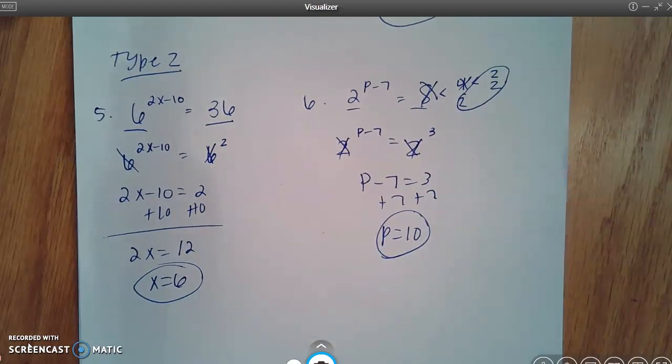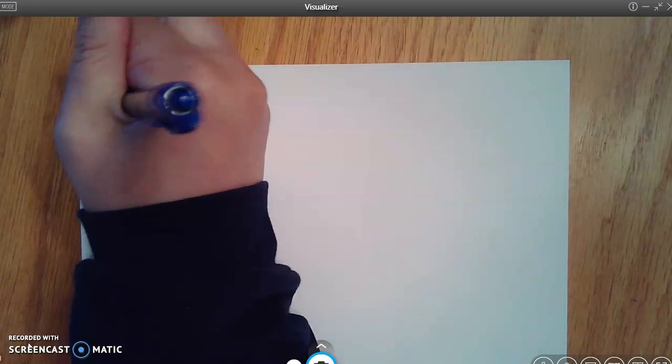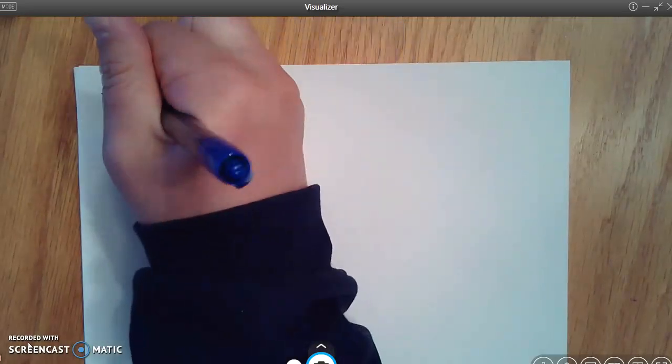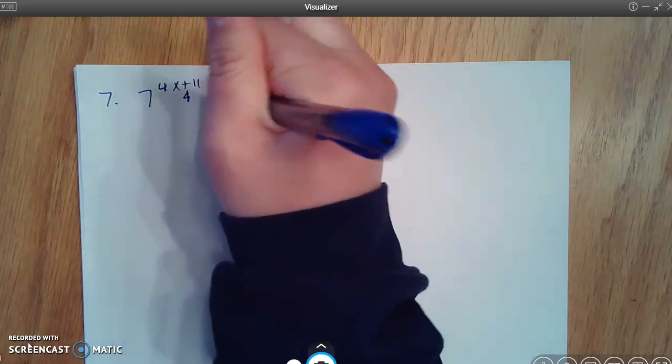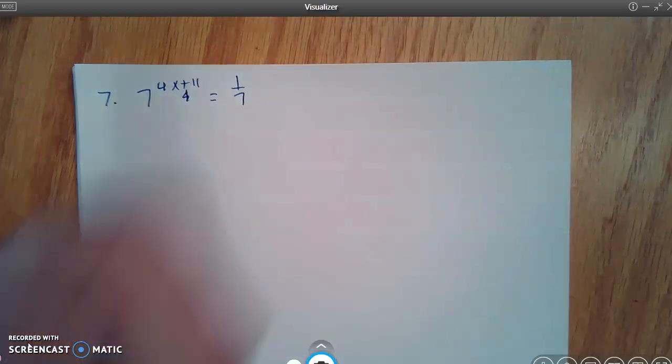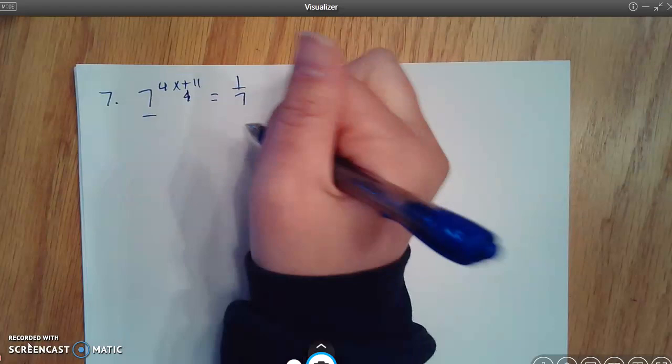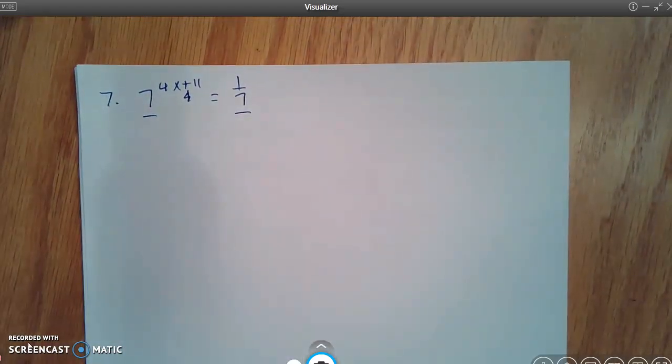All right, let's try a couple more of these so we get the general idea of what we're doing. Okay, let's look at number 7. We have 7 to the 4x plus 11. I don't know what that is. And then you have 1 over 7. Here I have a base of 7. Here I have a 1/7, so it's not the same.